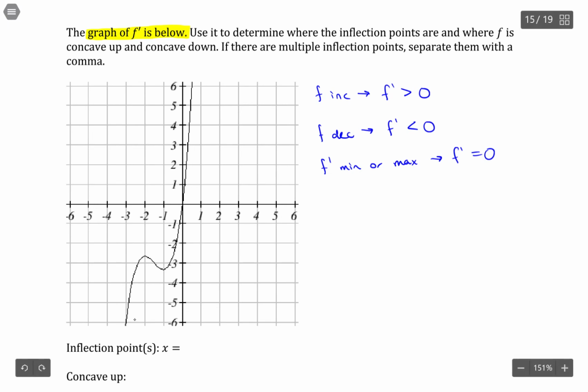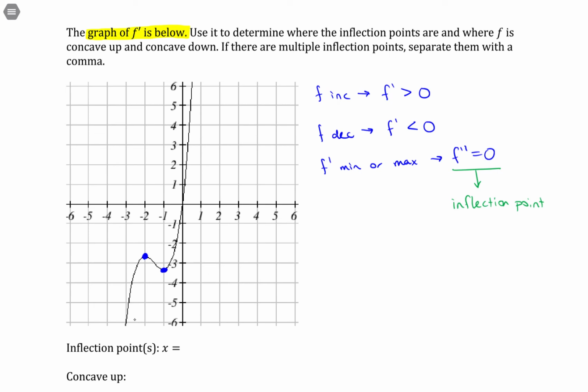If the first derivative has a minimum or a maximum, what that would mean is that the second derivative would have a 0. So, we can use that because if the second derivative has a 0, that is an inflection point. So in fact, what we're looking for here are locations where this derivative has a minimum or a maximum. So right there and right there. Those are going to be the locations of minimums or maximums. So the inflection points are at -2 and -1.